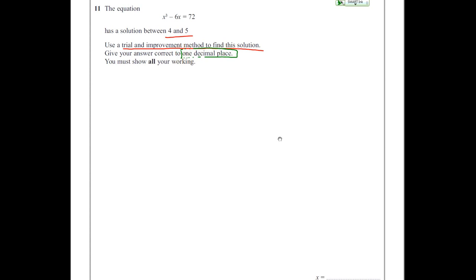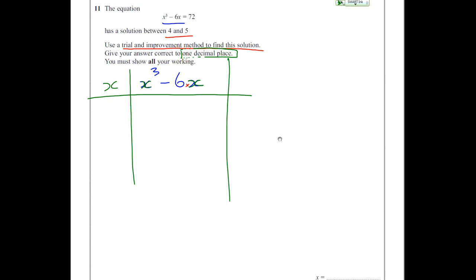We're going to guess values of x. And what we're going to do to the x values is what it tells us. x cubed take away 6x. Depending on what our x is, this is going to change. Remember, 6x means 6 times x. Now, what we're aiming for is the answer of 72. And we need to say if we're too high or too low.